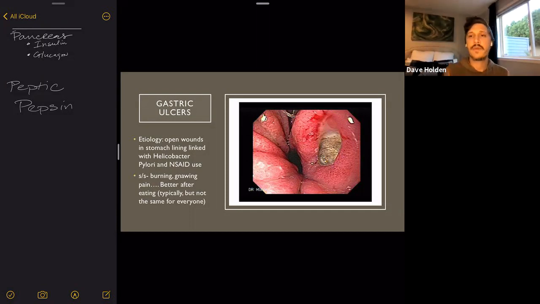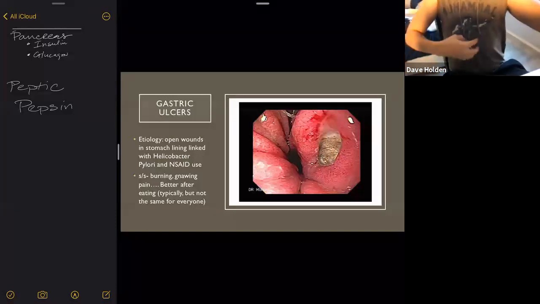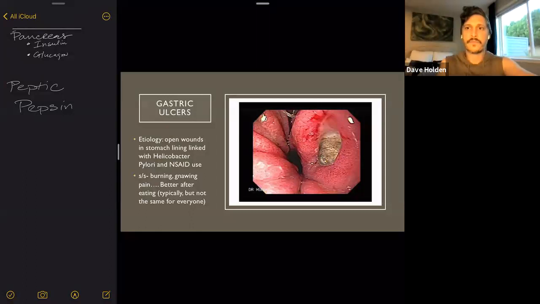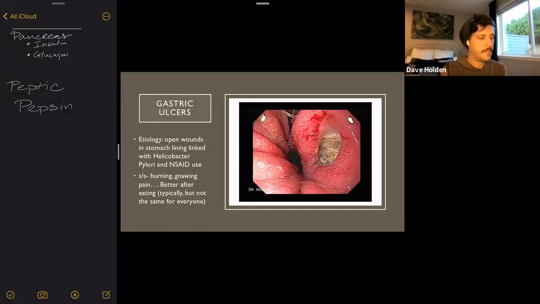So signs and symptoms of ulcers, you'll usually feel a burning, kind of a gnawing pain right in the top center where the stomach is located, right where the ribs come together. Pain, but it gets better after eating because the concentration of material in the stomach is now less acidic. So when you eat food or drink water, it gets a little better, but as that food digests and passes out of the stomach, it starts to get worse again.